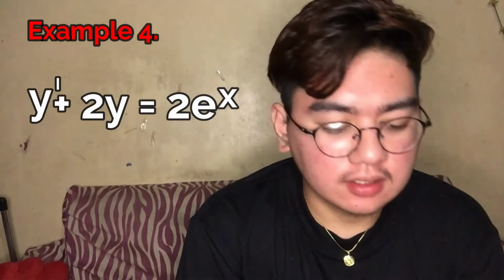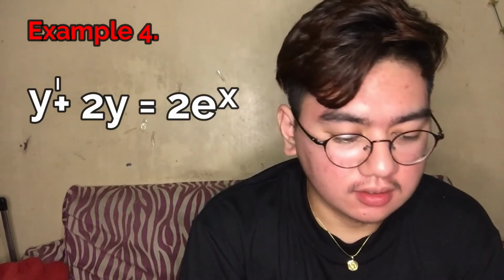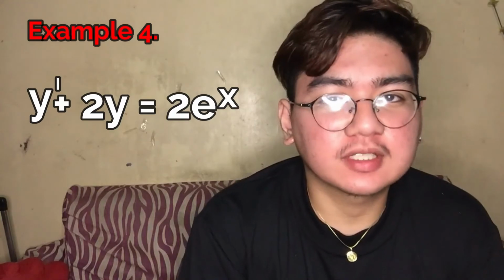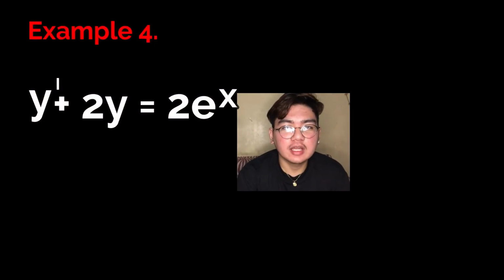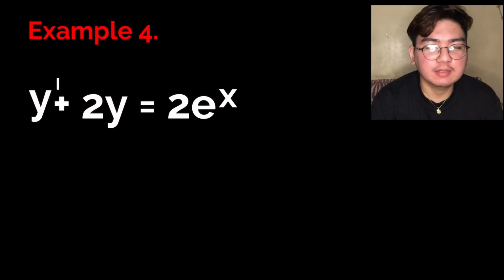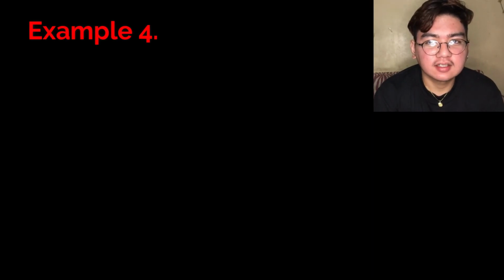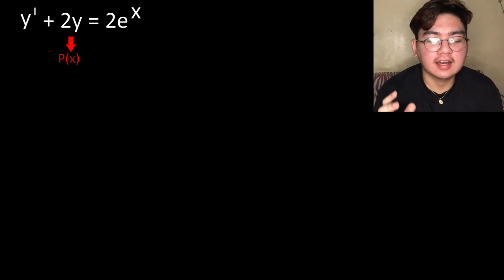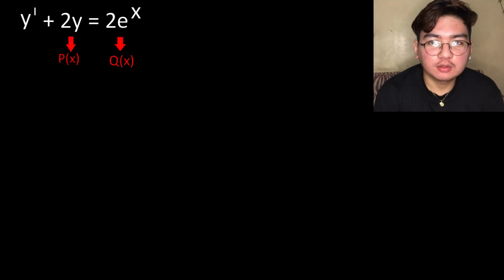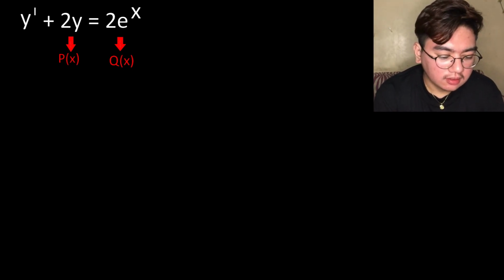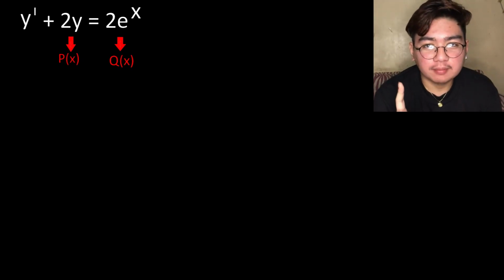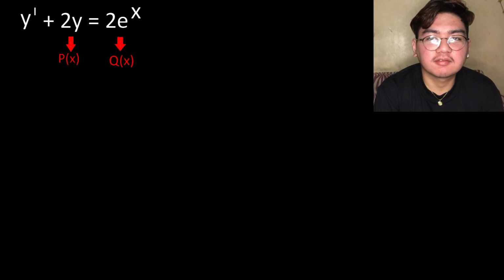Ang problem natin ngayon ay y prime plus 2y equals e to the x. Kung napapansin nyo, nasa standard form na siya, kaya kung isusulat natin ng y prime plus p of x times y equals q of x, ang p of x ay 2, tapos ang q of x ay 2e to the x. Yun ang unang step. Ulitin ko, ang p of x ay 2, tapos ang q of x ay 2e to the x. Ngayon, kailangan nating hanapin yung integrating factor.